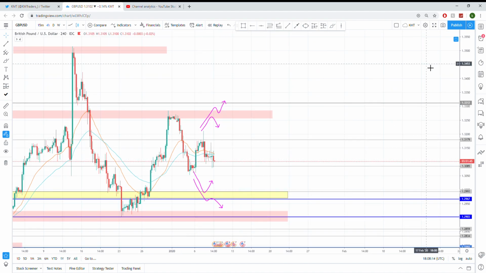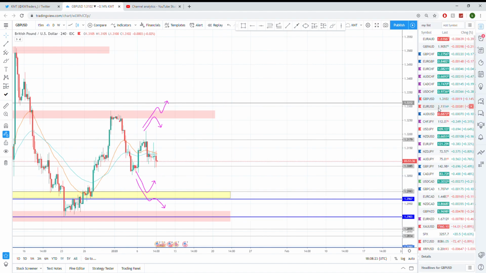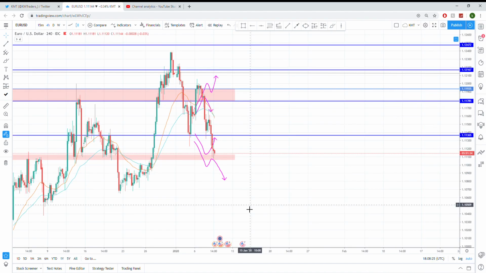So if I start off with GBP USD, we can see that we're still in between our two zones, so nothing new in particular here. We want to still focus on our two zones here if we manage to get in between those, but possibly we could find the breakout for tomorrow and see if we can get into this area.